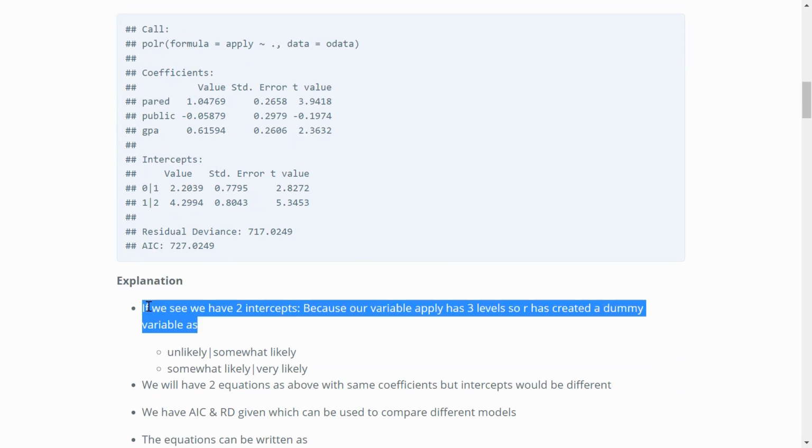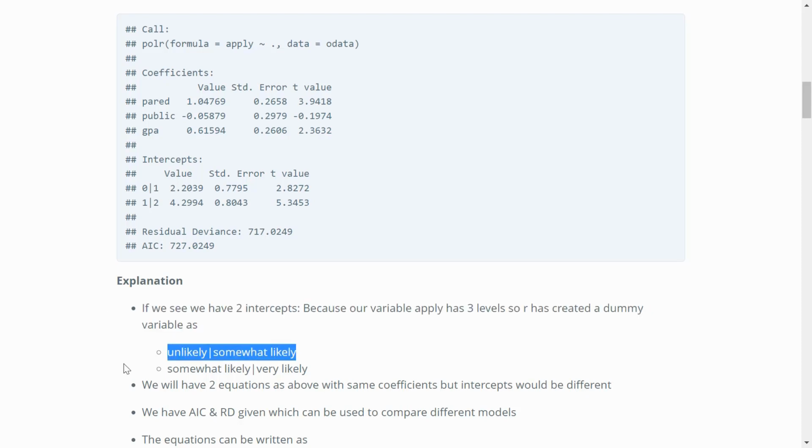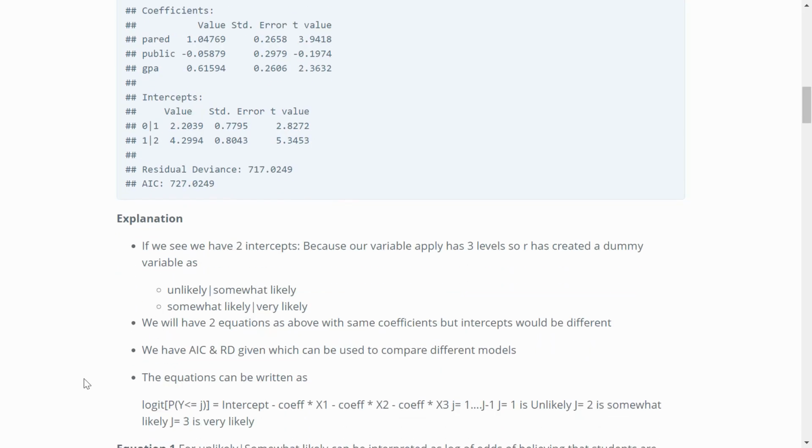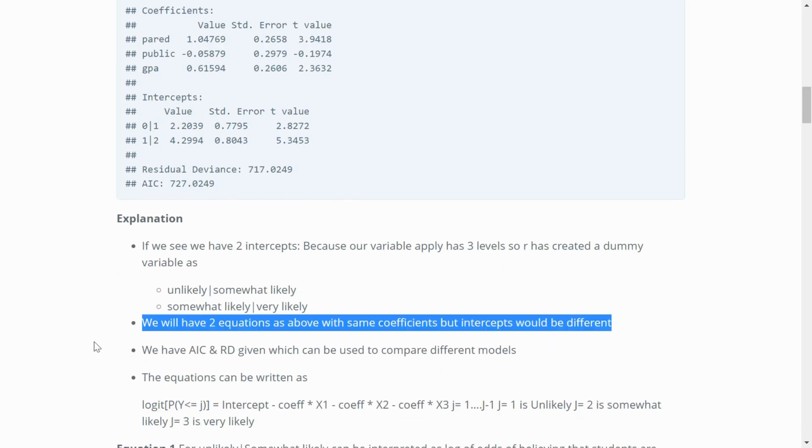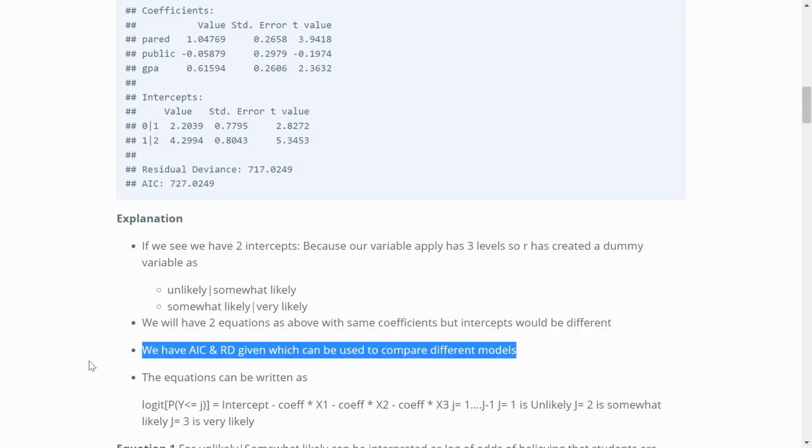The first point says we have 2 intercepts. The reason for this is that our variable apply has 3 levels. So R has created a dummy variable with unlikely and somewhat likely, and the second dummy variable has 2 levels, somewhat likely and very likely. So we will have 2 equations as above with the same coefficients, but the intercepts would be different. Then the third point says we have AIC and residual deviance given, which can be used to compare different models.